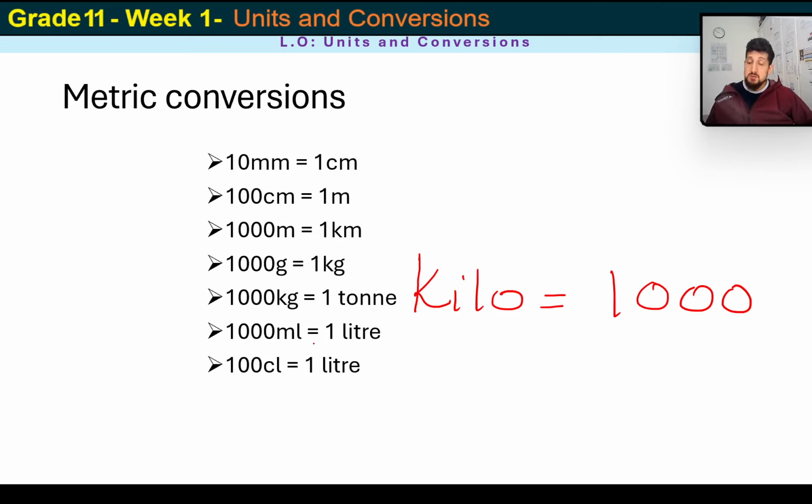1,000 kilograms equal 1 ton. 1,000 mil is equal to 1 liter. And 100 centiliters is equal to 10 liters, because remember 1 centiliter is equal to 10 mils. But you don't need to know that. So don't worry about it too much. Good. Let's move on.